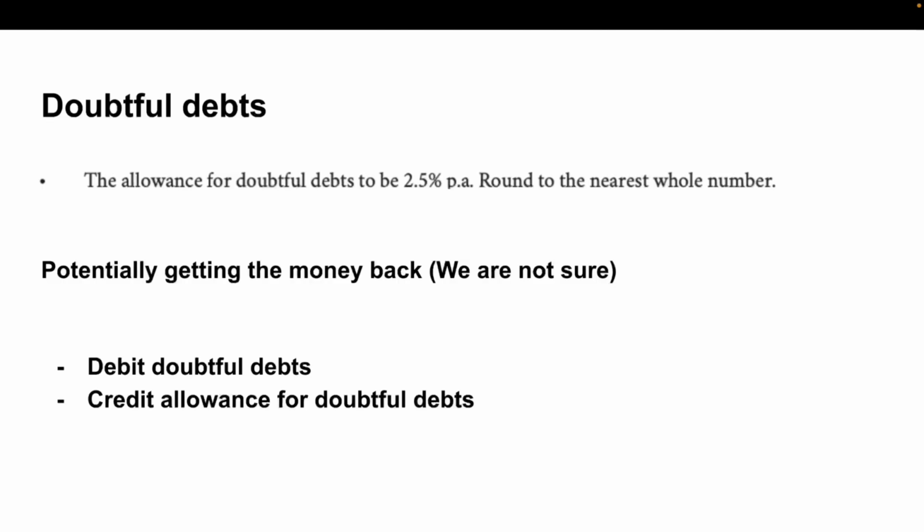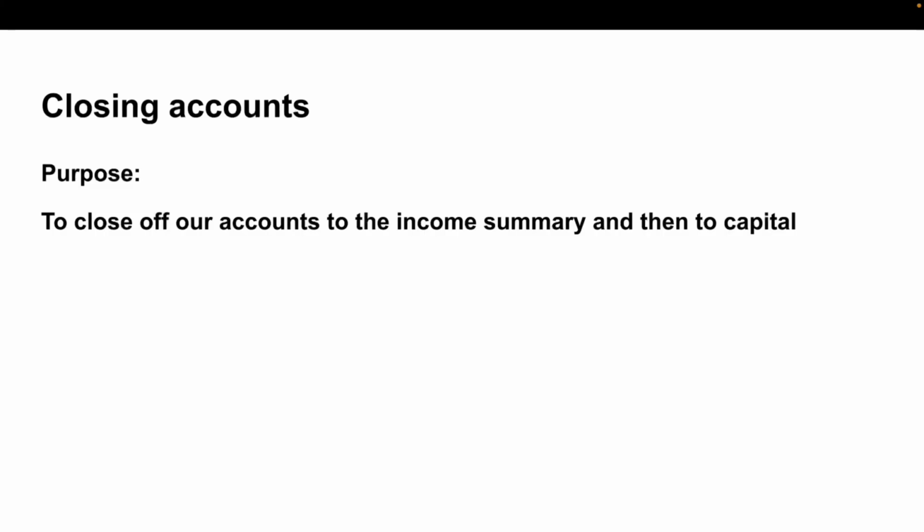If we have to decrease it, we have this really weird situation where we're going to debit an allowance for doubtful debts that's going to be a negative expense. Don't worry about that too much. We're going to go through it a bit more in my next video on 2.3, but not too much to worry about, guys. Yeah. So that kind of wraps up every single adjustment on your trial balance.